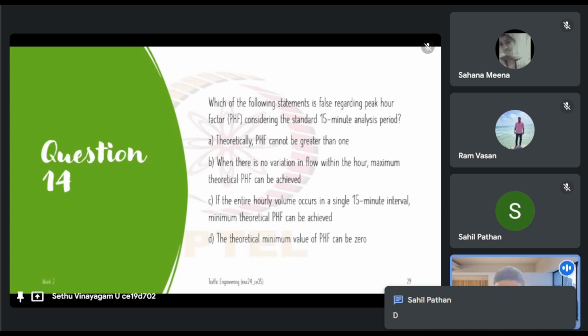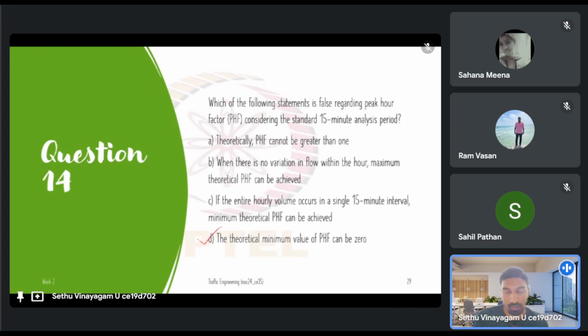Yeah, so we have two answers, both option D. So both are correct. Option D is the right answer, right? So how is this? So PHF is what? PHF is, so when you are considering this 15-minute analysis period, say the volumes in the four periods are V1, V2, V3, and V4, and let us say V3 is the maximum of all the four.